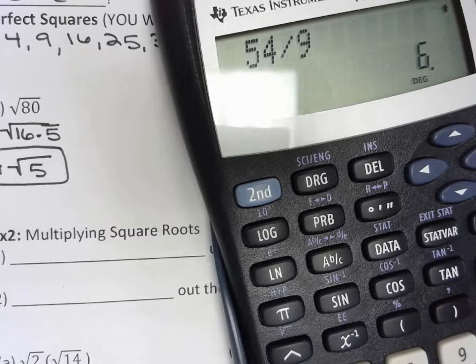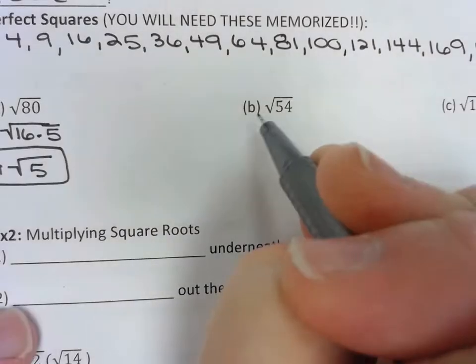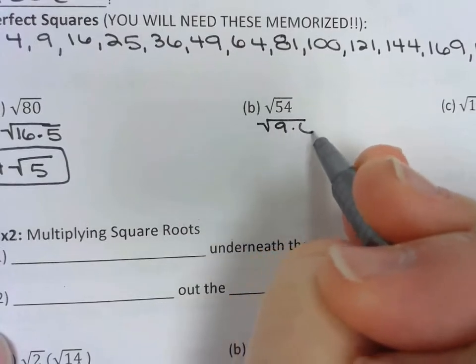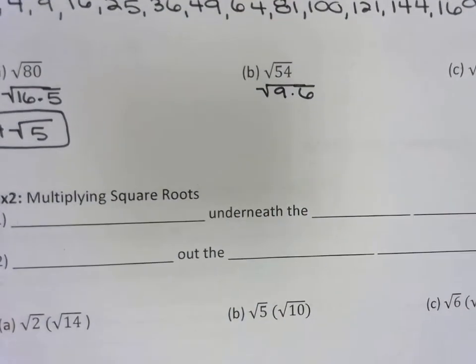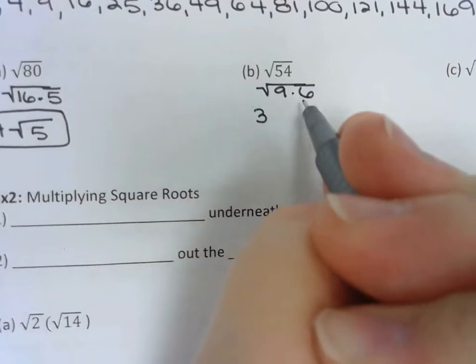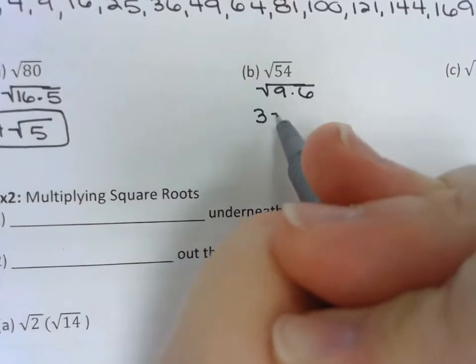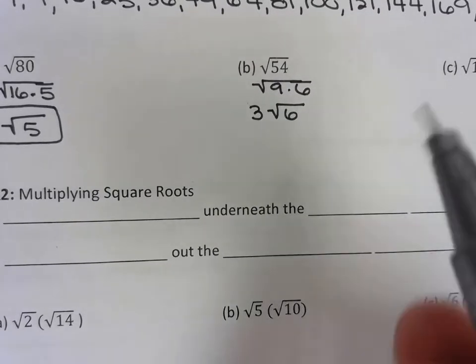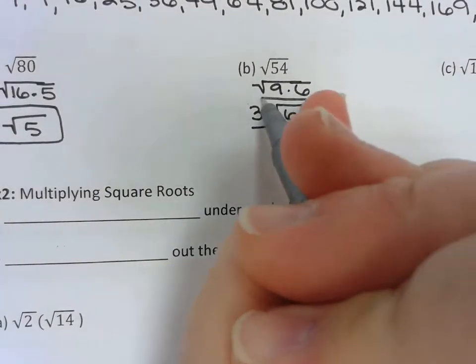So I'm going to rewrite the square root of 54 as a square root of what? 9 times 6. It doesn't really matter which one you put first. I tend to put the perfect square first just because I'm going to be actually taking the square root of it. Okay, what is the square root of 9? 3. So where do I put it? Okay, and then I have the square root of 6. It's not a perfect square, so it's not going to come out as a whole number. So I just leave it as the square root of 6. So 3 square root of 6.